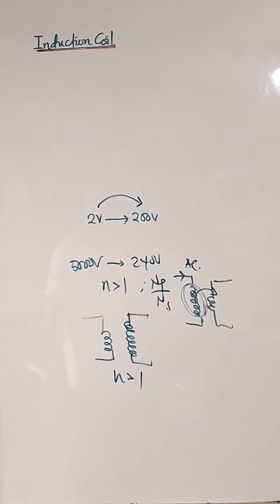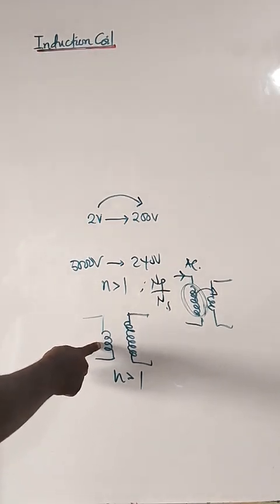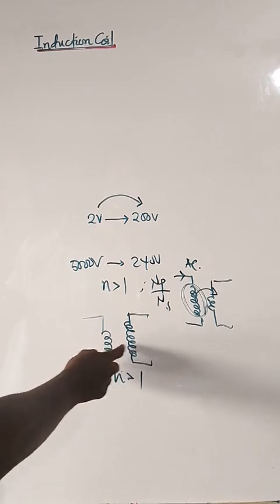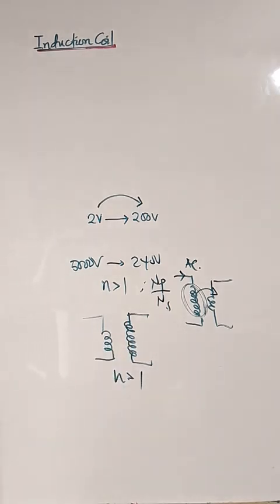So to eliminate the sparks, we use a capacitor, or we use it as what we call a condenser. So in summary, the main parts of the induction coil: the primary coil has few turns and thick wire. Then we have the secondary coil, many turns with thin wire. This wire is very thick. This one is thin. Few turns here, we have a large number of turns here.